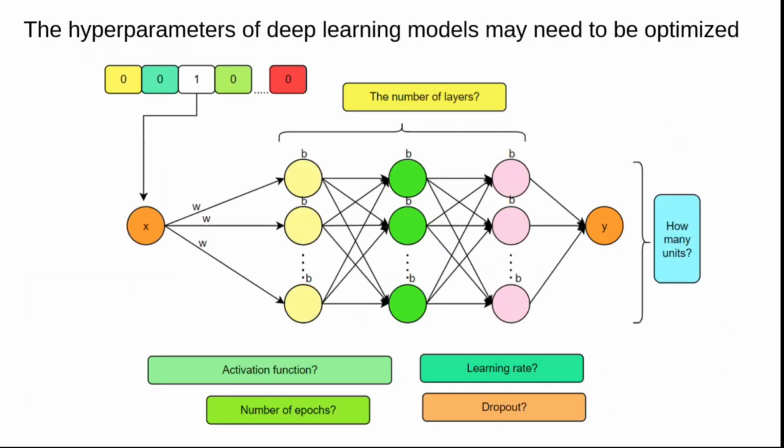And for deep learning algorithms such as ANN, CNN, and LSTM, the hyperparameters to be optimized include the number of layers, the number of units, the activation function, the number of epochs, the learning rate, and the drop rate.